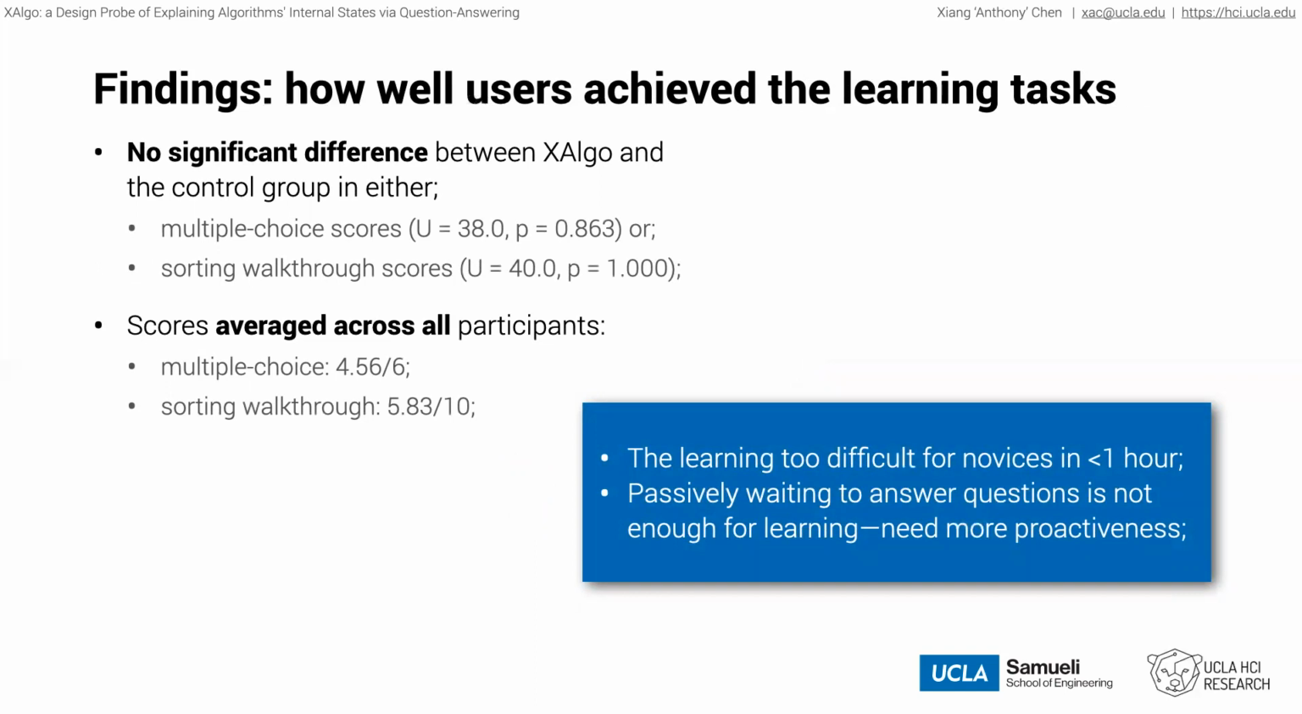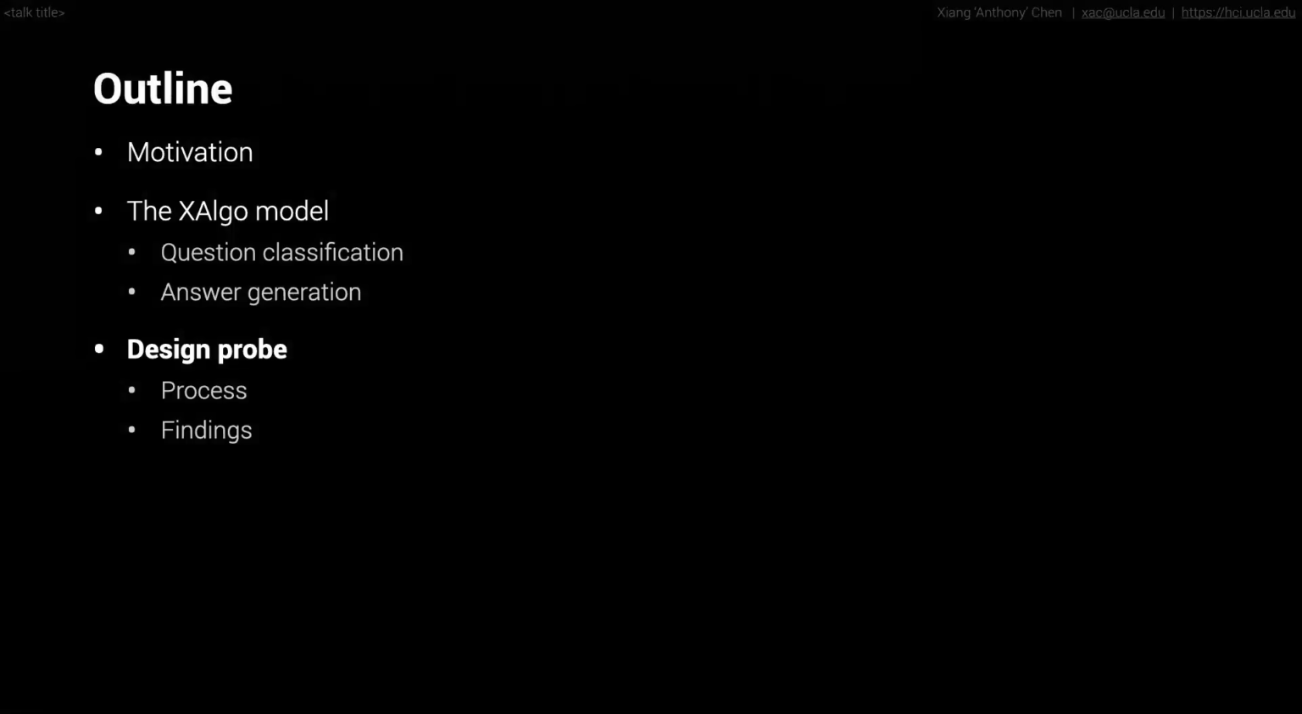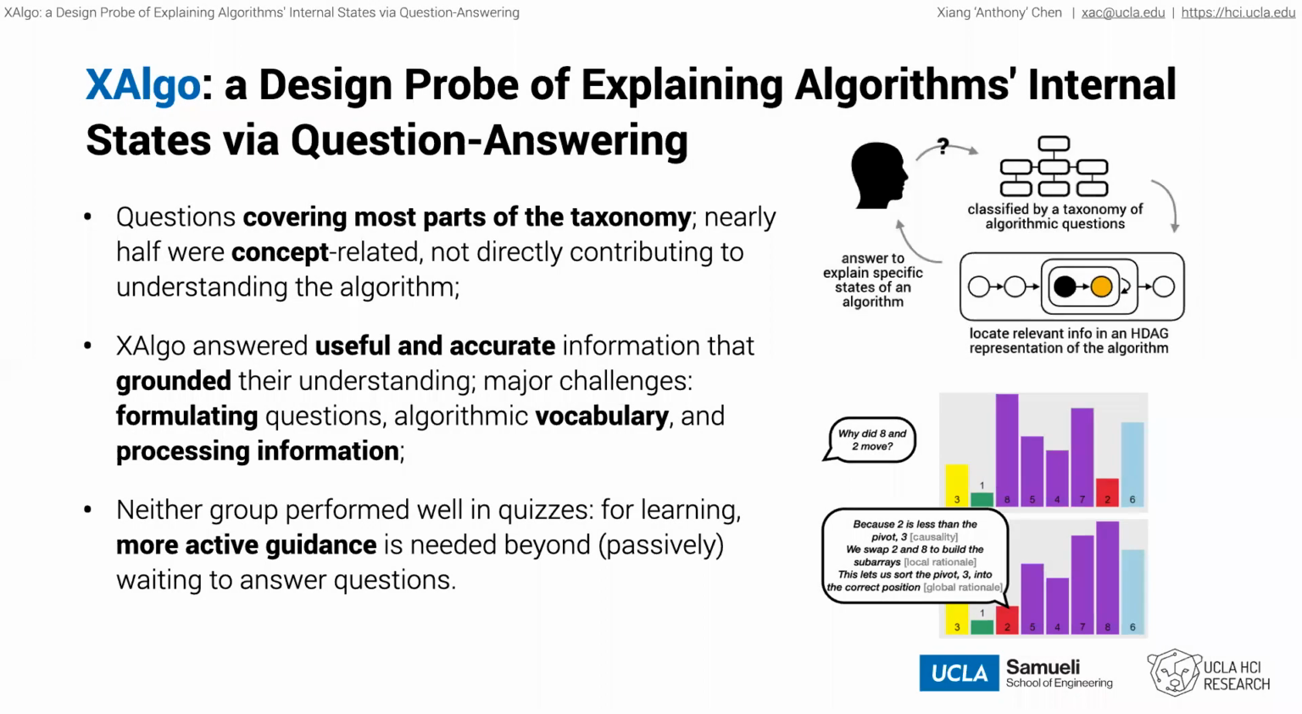We need more proactiveness. To summarize, we present XAlgo, a design probe of explaining algorithms' internal states via question answering. It is a model that can classify users' questions, locate the answer, and present it back to the user in order to help them understand the specific state of a deterministic algorithm. And our study found that participants asked questions covering most of the categories in the taxonomy, and there were several themes that can summarize how they thought about and responded to XAlgo's answers.